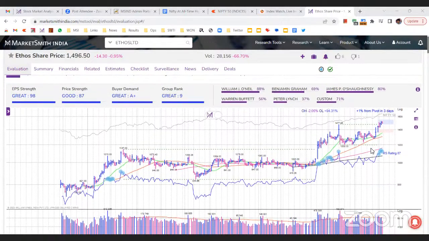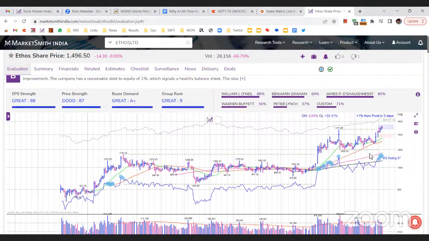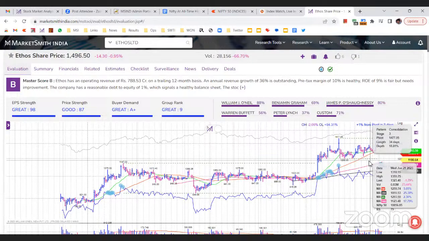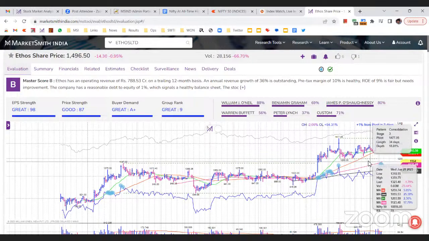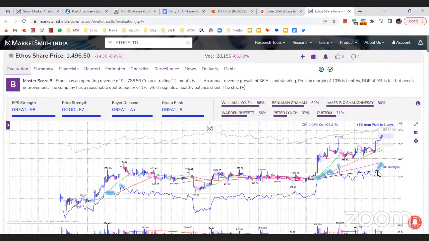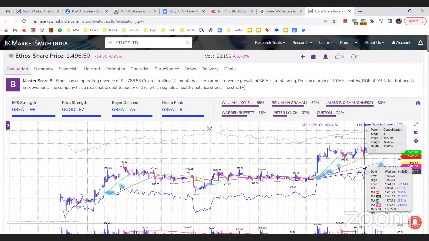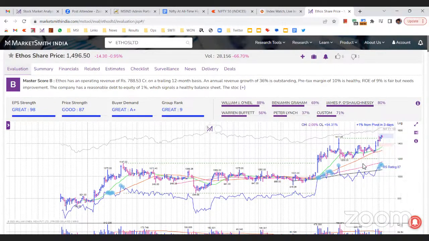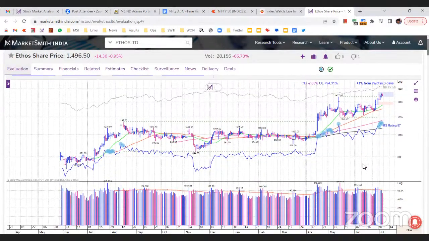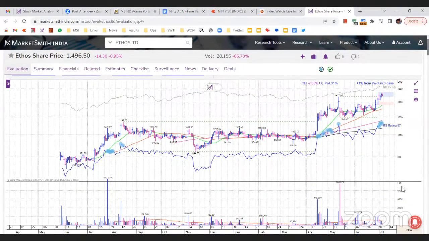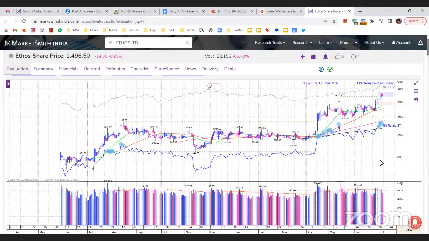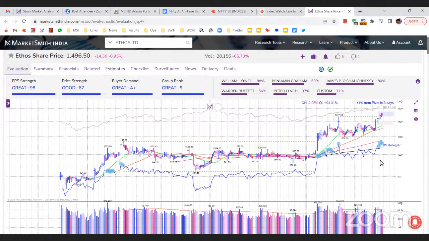Okay, so you can see over here, the stock has just formed a stage 3 consolidation base. It's a recent IPO, I think it came last year. In a very short time, it has formed a third stage base. Overall, the relative strength is at a new high at 87, and you can also see it's part of the blue dot list. The EPS strength of 98 is good.